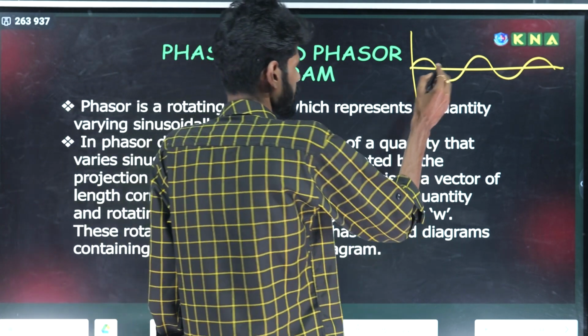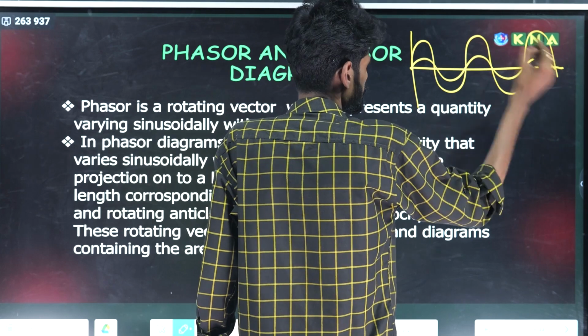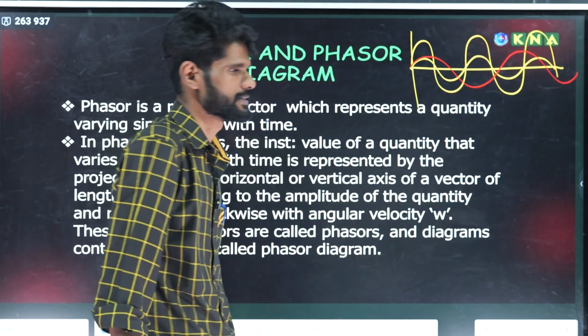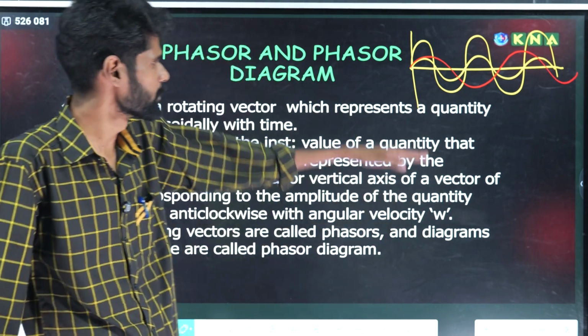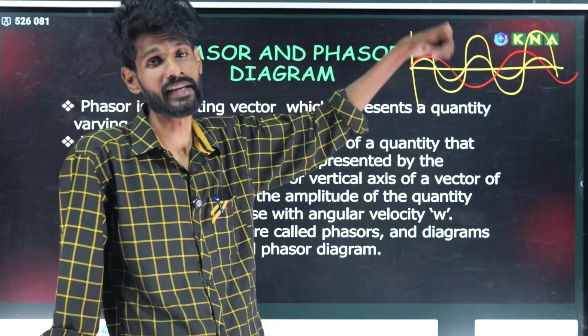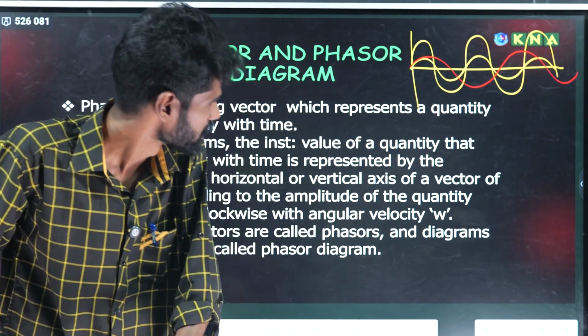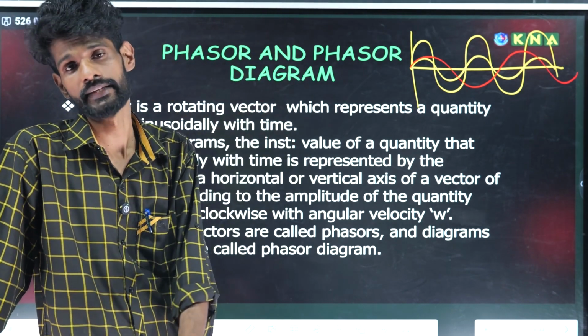Suppose this is the voltage. Now there is another voltage like this. So now this is another alternating signal, and here the frequency is slightly different. Now this representation is known as a timing diagram. This timing diagram is very complicated to use for carrying out the analysis of more than one alternating quantity.